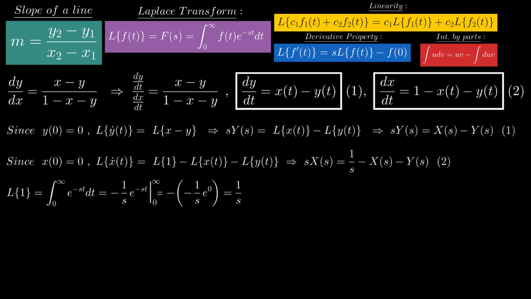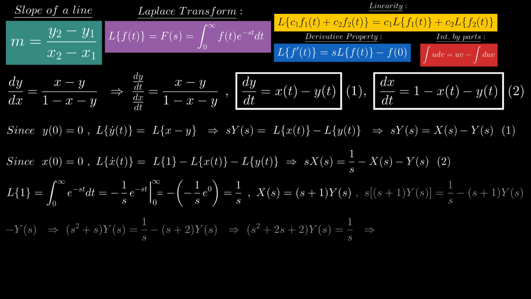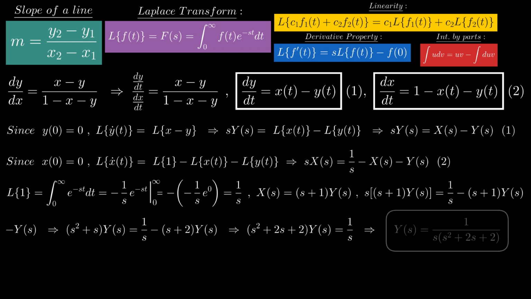So now we just solve the system of equations algebraically. We solve for big X in the first equation, and we get big X equals s plus 1 times big Y. And we plug that into our second equation. We solve for big Y, and we get big Y equals 1 over s times s squared plus 2s plus 2. So now what do we do?